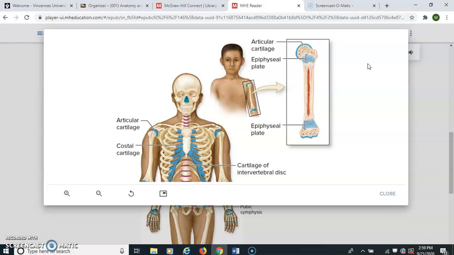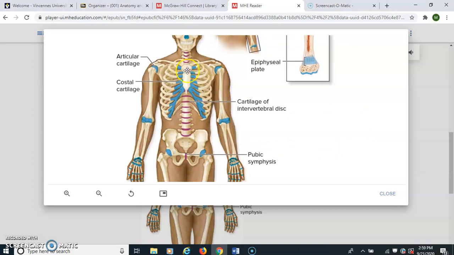The next type of cartilage is called fibrocartilage. And this type of cartilage is a little bit different. It's more there for compression purposes. It allows structures to compress, and it provides that cushion, so it can withstand some compression forces. So where you can find the fibrocartilage, there's 3 places.